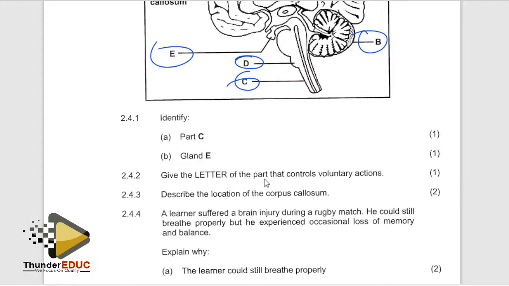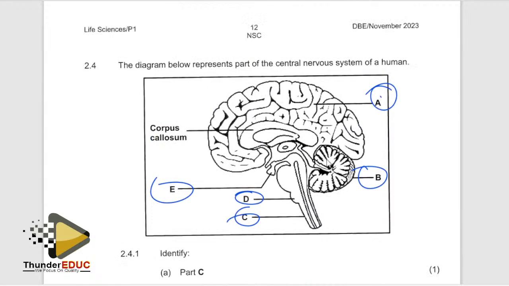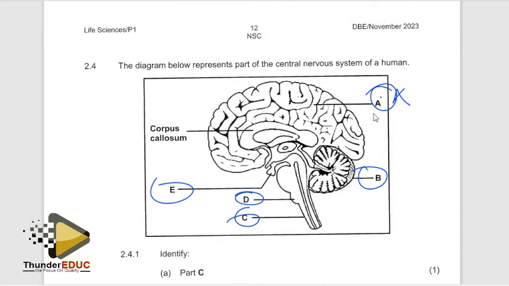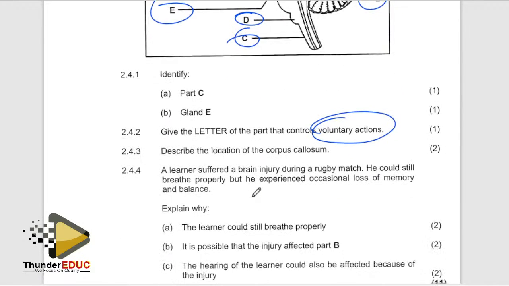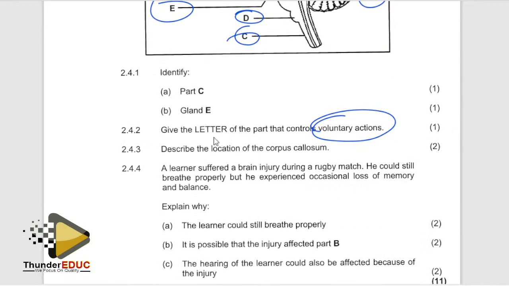Give the letter of the part that controls voluntary action. Voluntary actions are being controlled by this. They don't want the name, they just want the letter. Just copy there and then paste.